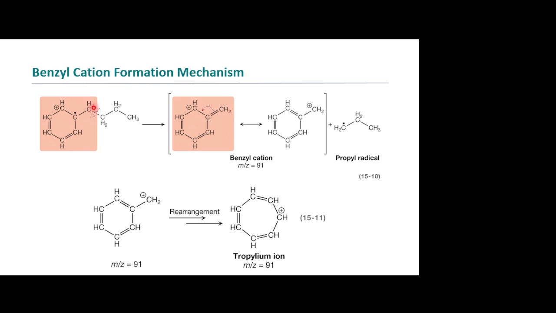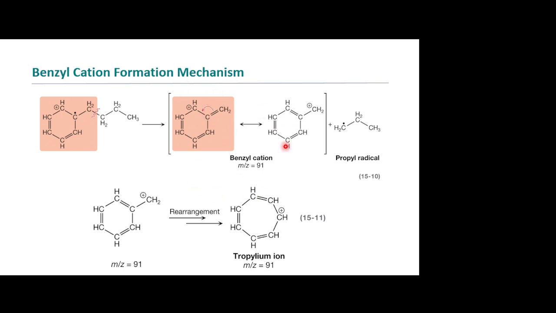Same as the reactions. Remember the reactions that we did, the same thing? It was always stabilized on that next carbon off the benzene, right? Okay, and so we fragment off here. This is going to be your propyl radical that goes away. This right here is going to be your cation, and that's the benzyl cation. It's the benzene substituted cation.